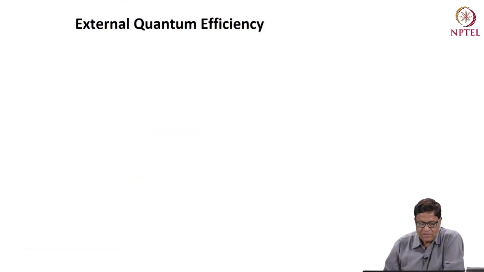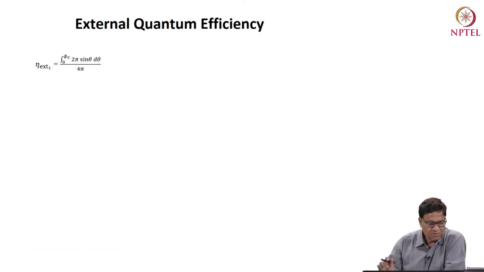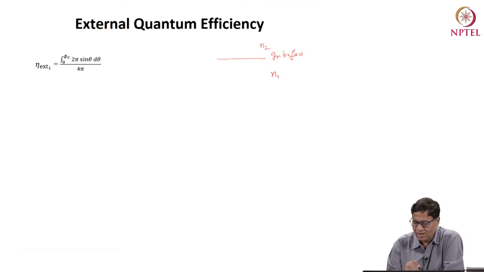So now let us try to understand the external quantum efficiency. For understanding the external quantum efficiency, suppose I have this interface. This is my device and this has some interface, and this is air. So this is say n2. The refractive index here is n2 and inside the device it is n1. This n2 can be anything, but if it is air, then n2 will be 1 actually.